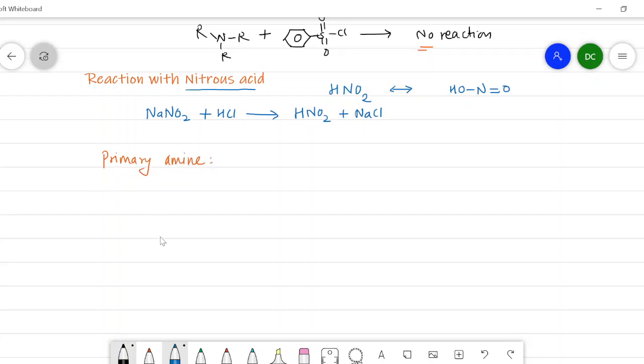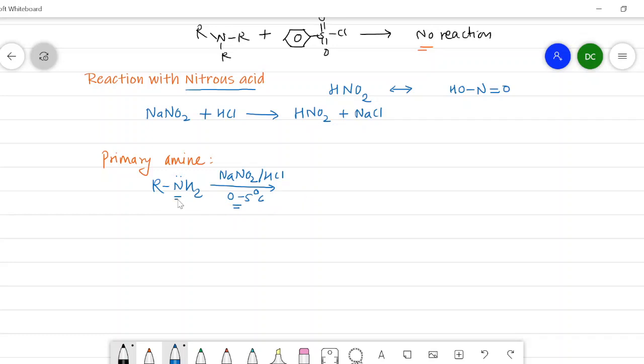In a primary amine, we will take the example of a primary aliphatic amine. The general reaction is RNH2, and when it is treated with nitrous acid, which is prepared by the reaction of NaNO2 and HCl. Here the reaction condition should involve a temperature of 0 to 5 degrees Celsius, because at this temperature the nitrous acid is stable. So always when we are using NaNO2 and HCl, the reaction temperature should be 0 to 5 degrees Celsius.